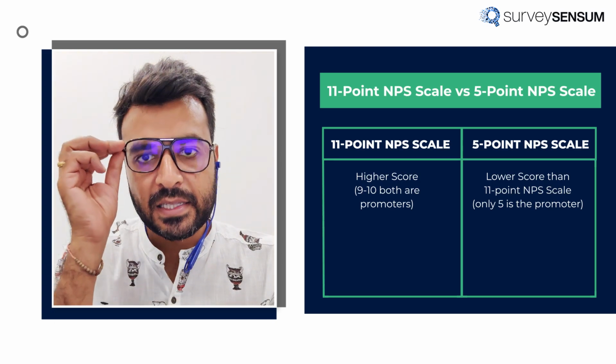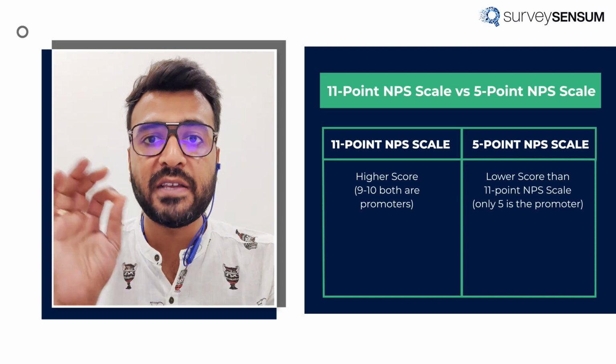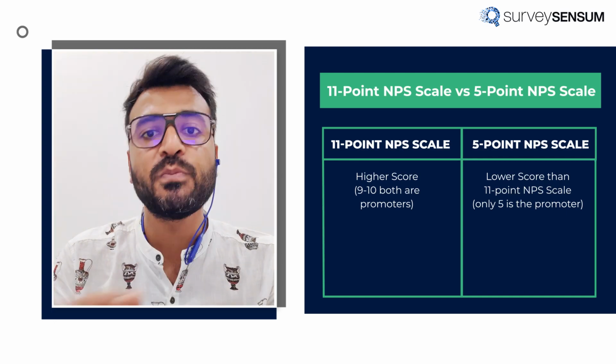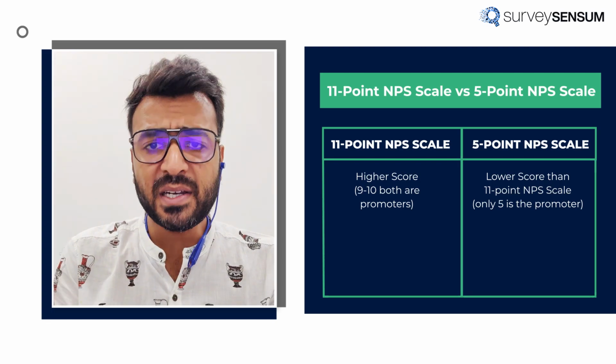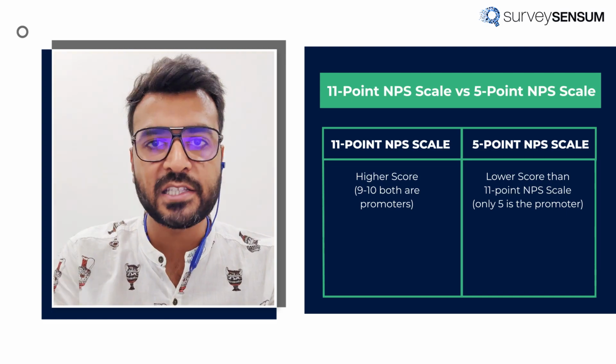One of the reasons is that if we are using a 1 to 5 scale, people consider 5 as a very, very good score, and they only give it when they're super happy with the brand. But in case of 9 and 10 in the 11-point scale, they can easily give a 9 rather than giving a 10. So that's why there is a difference.